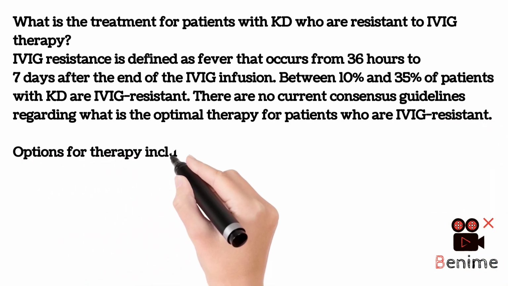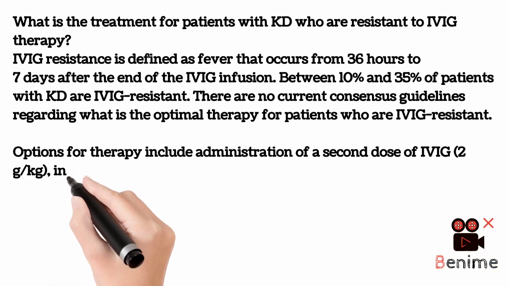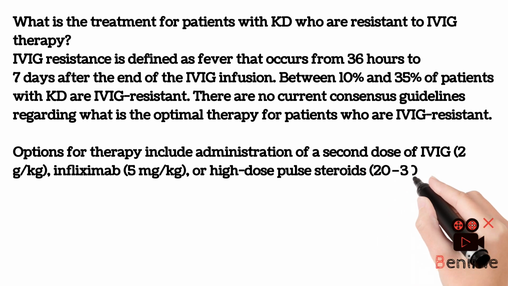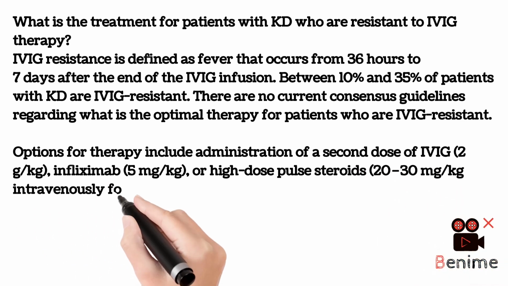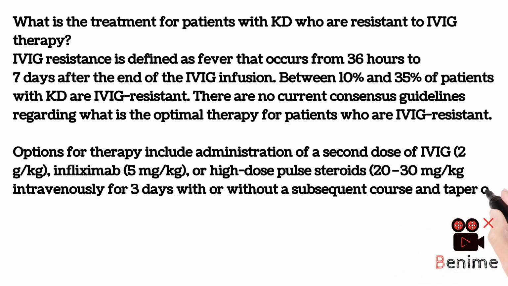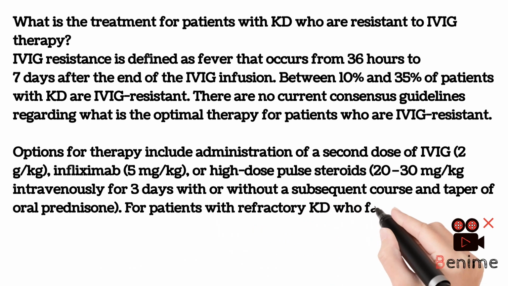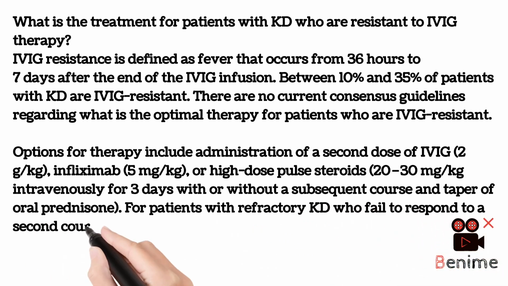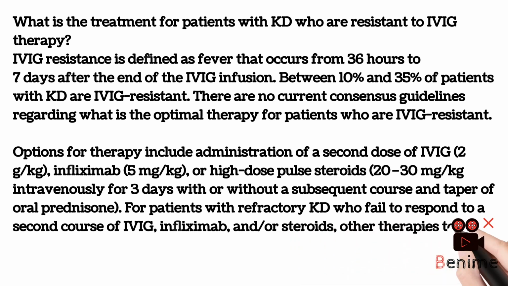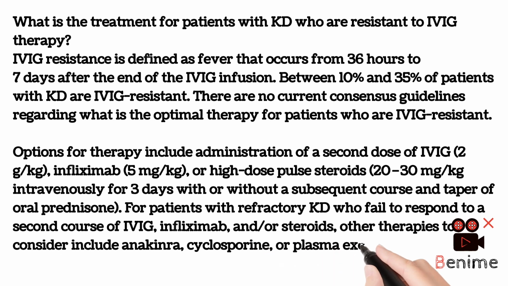Options for therapy include administration of a second dose of IVIG, 2 grams per kilogram, infliximab, 5 mg per kilogram, or high-dose pulse steroids, 20 to 30 mg per kilogram intravenously for 3 days with or without a subsequent course and taper of oral prednisone. For patients with refractory KD who fail to respond to a second course of IVIG, infliximab, and/or steroids, other therapies to consider include anakinra, cyclosporin, or plasma exchange.